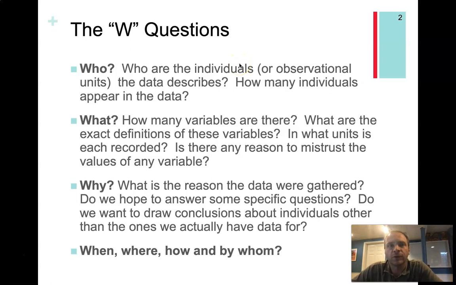Before we begin though, we do want to look at the W questions. Who, what, why, when, where, whom, how. These are the important questions to ask before you start analyzing data. Who are the individuals or the observational units the data describes? How many individuals appear in the data? How many variables are there? What are the exact definitions of these variables? In what units is each recorded? Is there any reason to mistrust the values of each of these variables?